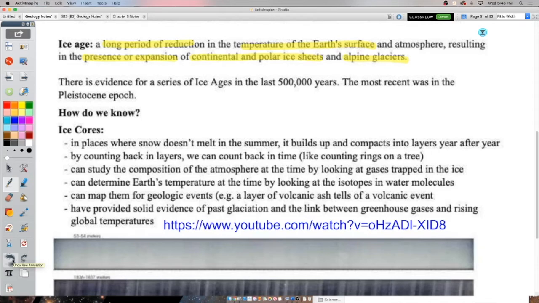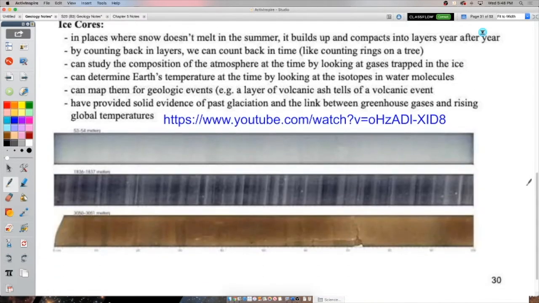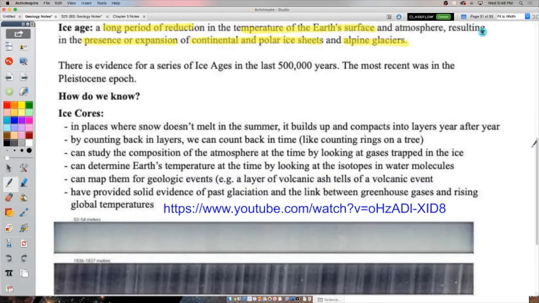So, how do we know all this stuff? Because it seems kind of crazy that I could tell you what the temperature would probably look like on Earth even 1,000 years ago, let alone tens of thousands of years ago, let alone 500,000 years ago, right? Well, we have this awesome tool at our disposal called ice cores. Okay, so I'll quickly run you through what an ice core actually is, how it works, how it tells us stuff. Okay, so in places where snow doesn't melt in the summer, it builds up and compacts into layers.